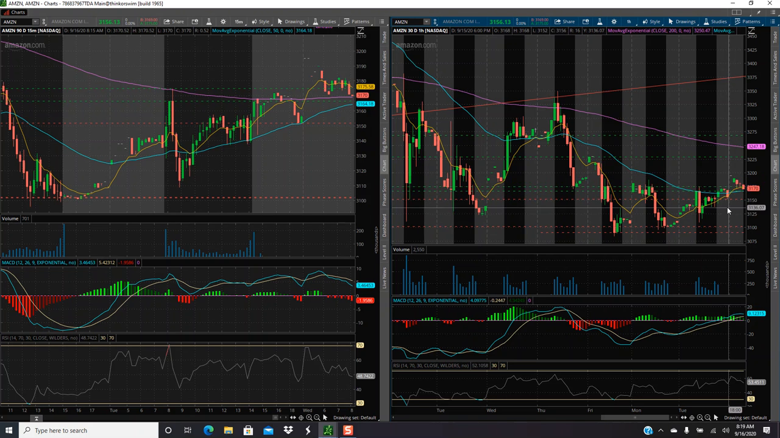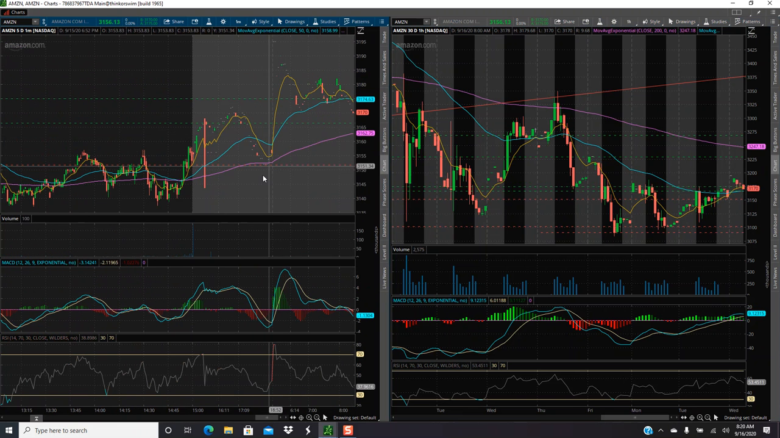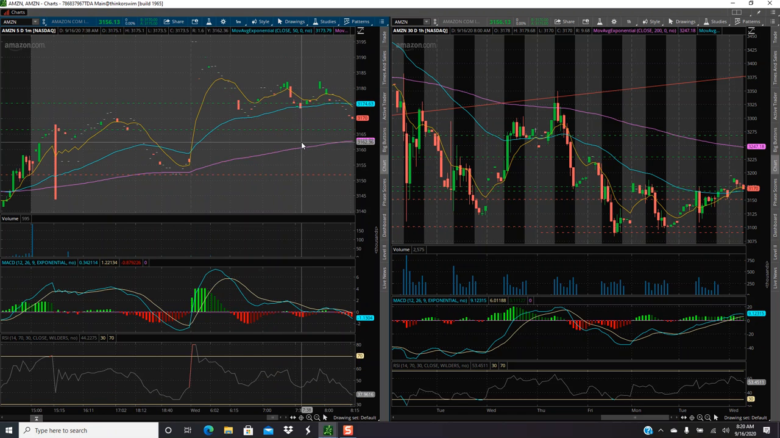Alright, so that's about it. We're just going to wait for the first couple minutes of the day on the 1 minute chart. See how small these 1 minutes are. We'll see what kind of momentum we got.